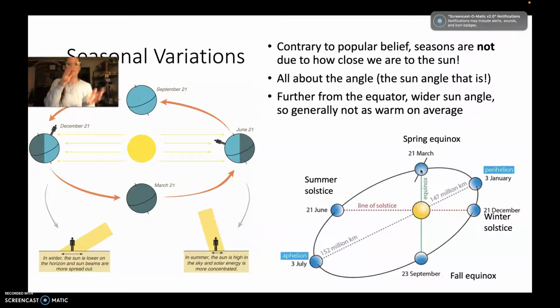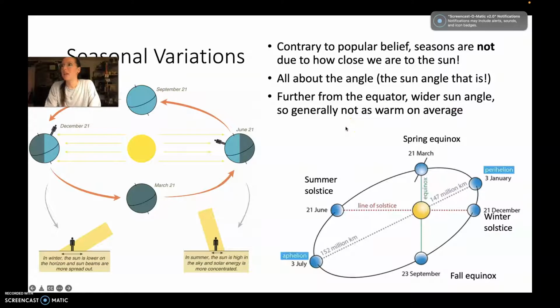So it's all about the sun angle and how it reaches the Earth. Generally, the further you are from the equator, the wider the sun angle. So it's not as harsh, essentially. So our equator regions tend to be a bit warmer than our polar regions on average.